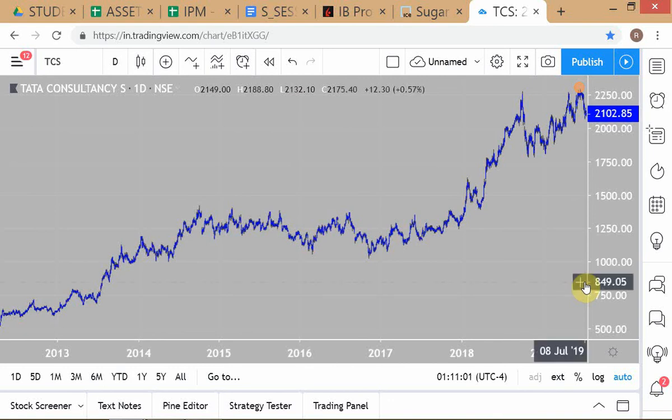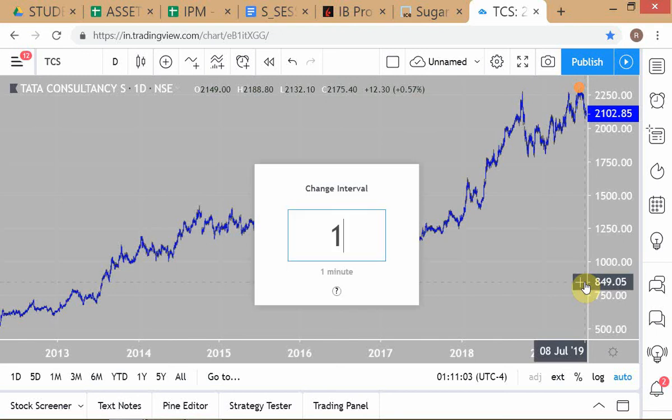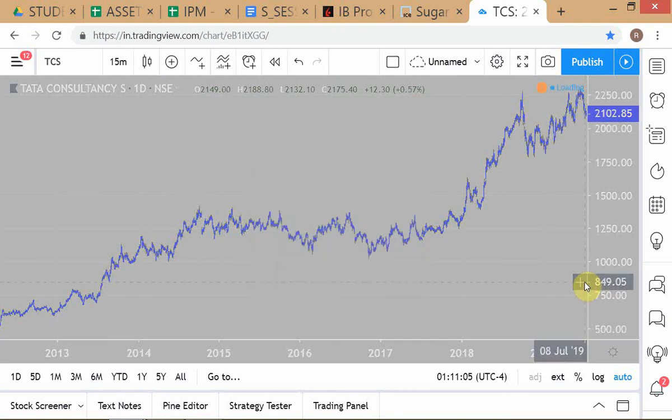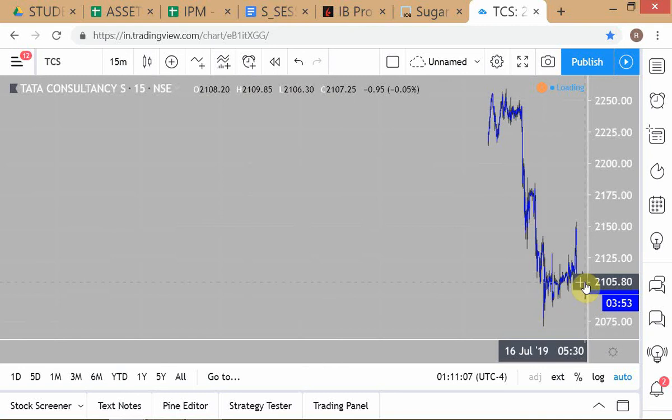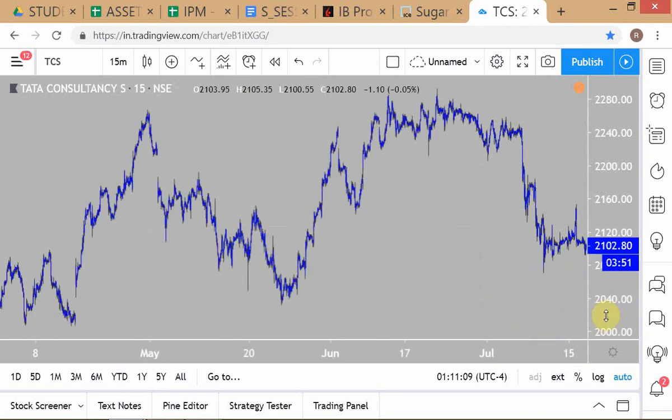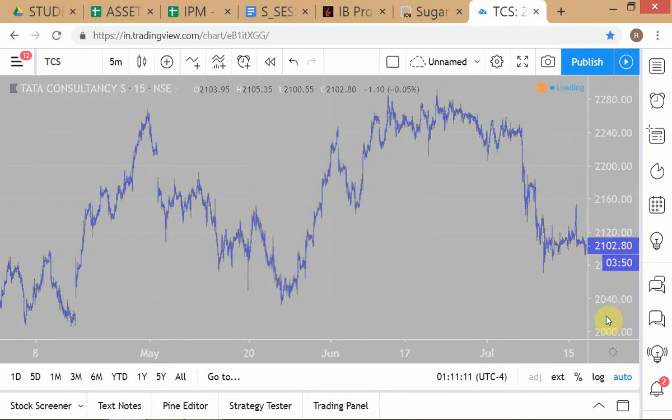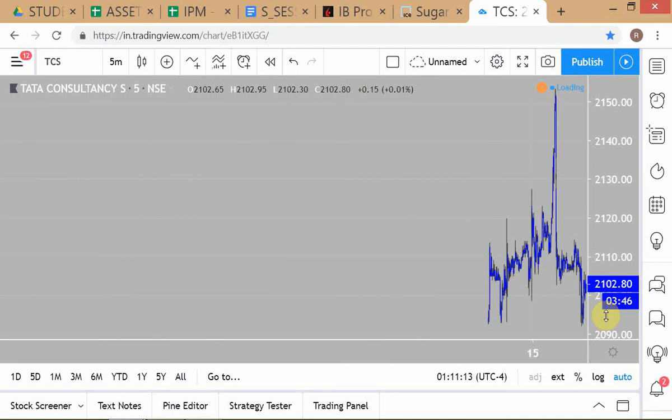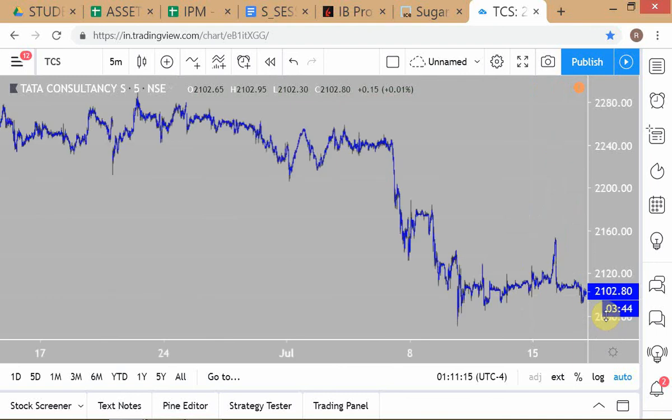And as you have seen, the shares of TCS have been fluctuating. You can see how much they fluctuate even in this short time, even in these 5 minutes. Just in a few days, you can see how much it has fluctuated.